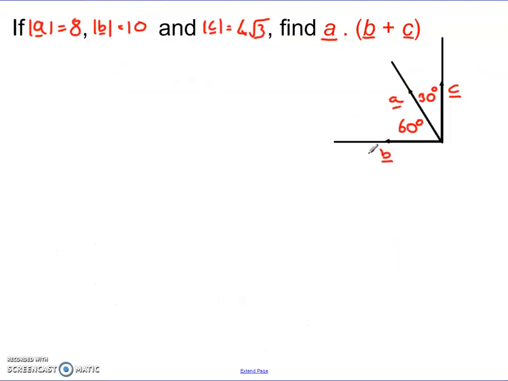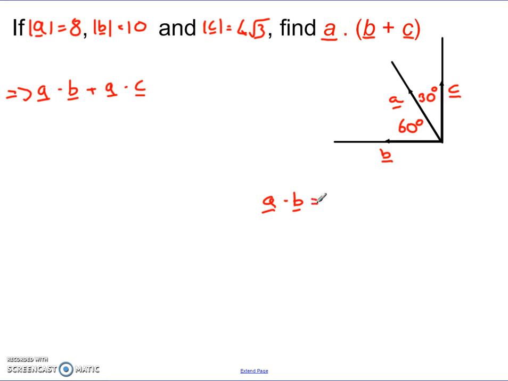Another example for you. If I give you this information, I'm going to tell you the magnitude of A is 8, the magnitude of B is 10, the magnitude of C is 4 root 3, and I want to find A dot bracket B plus C, and they're set up in this scenario here. Well, this is where it really comes into play. Now, if we had the vectors A, B, and C, we could just do this if we wanted to, but we don't. So we have to use the associative property and say, fine, I want to do A dot B plus A dot C. Now, this is when the second version of our scalar product comes into play.